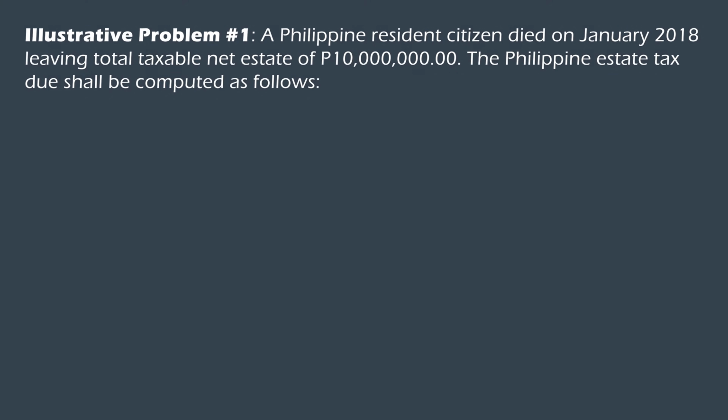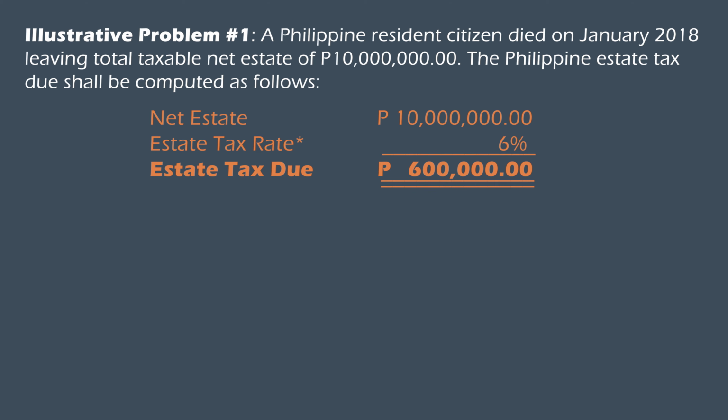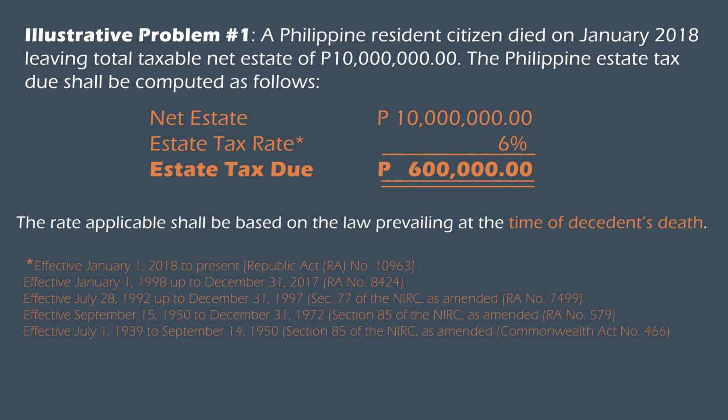So first problem is, a Philippine resident citizen died in January 2018, leaving a total net taxable estate of 10 million. The Philippine estate tax due will be computed as follows. The net estate of 10 million will be multiplied by 6%, so the estate tax due shall be 600,000. So take note of the date when the decedent died. It's January 2018, meaning the computation of estate tax shall be based on TRAIN law. So let's go to the second problem.